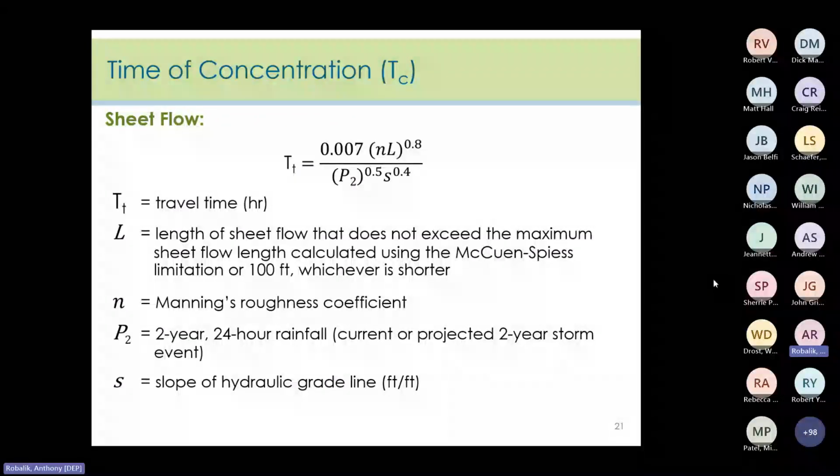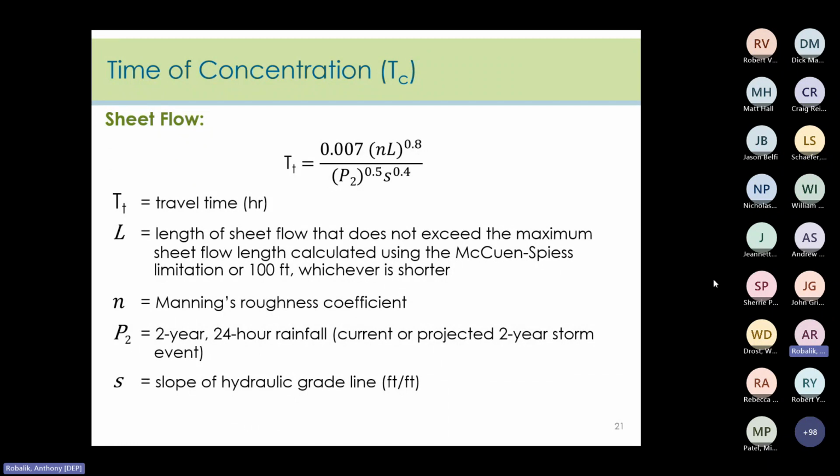So now that we've covered sheet flow length limitations, we can talk a little about how travel time for sheet flow is calculated. So this is the travel time equation for sheet flow, which uses Manning's kinematic equation. And listed here are the parameters that must be identified. Those parameters are the sheet flow length, which we just talked about, Manning's roughness coefficient, the current or projected 2-year storm event rainfall depth, and the slope. In the next couple of slides, we'll go into a little more detail on the roughness coefficient and the 2-year rainfall depth parameters.